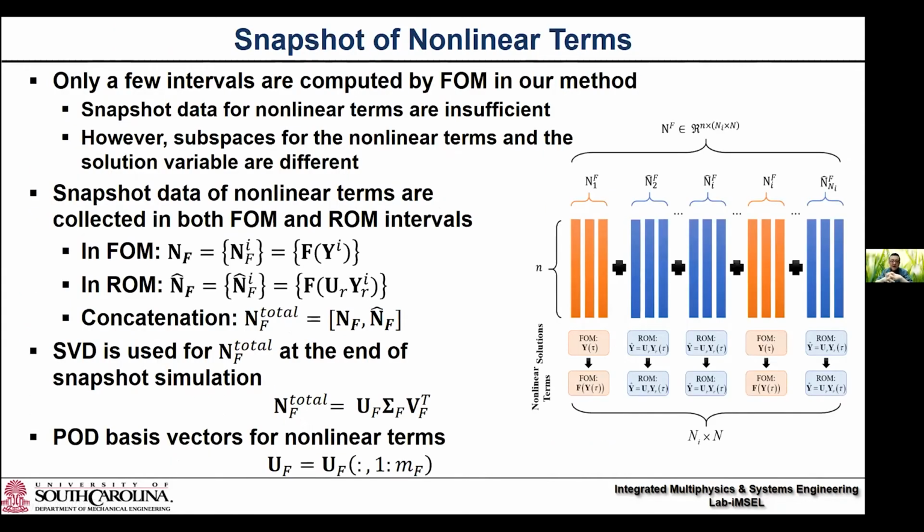However, we do have an issue. In our hybrid method, only a few terms are computed by the full order models, so the next question is how can we have enough snapshots? Here we used an approach. The good part is that the subspaces for the solution variables and the nonlinear terms are very different, so we can use this method. The method is, first, in a full order model interval, we have the full order solution.